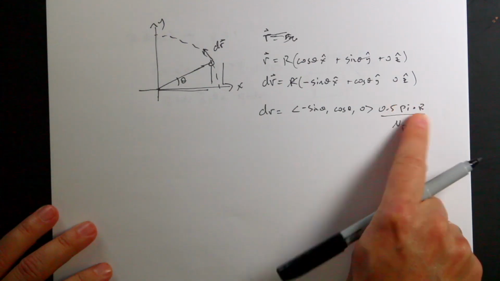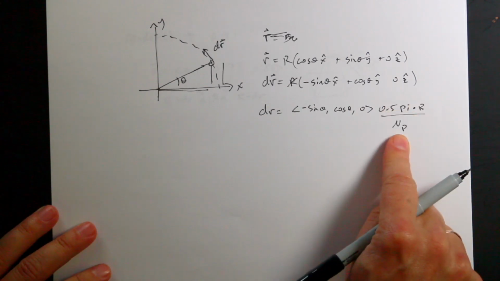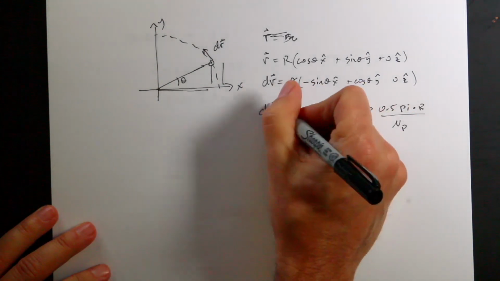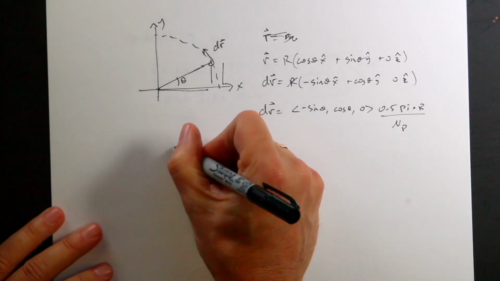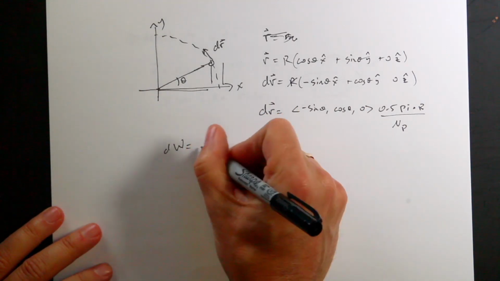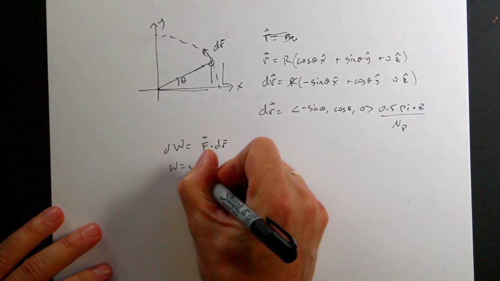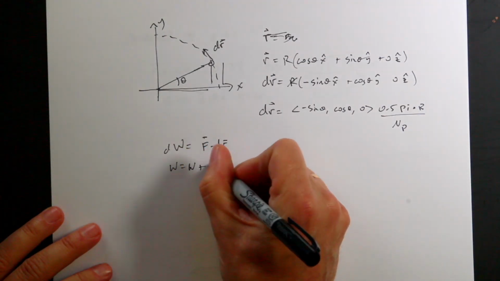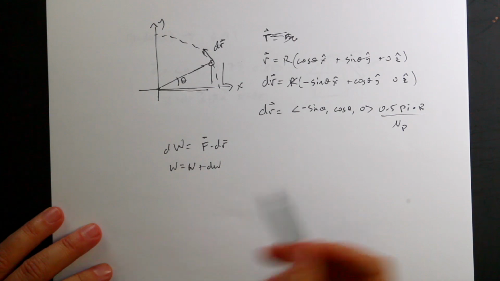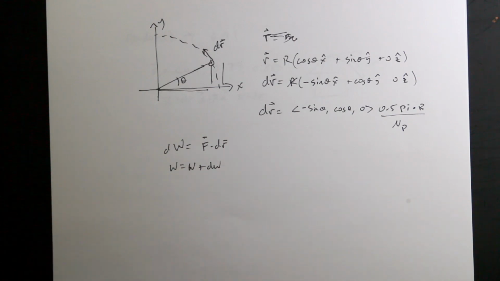Because that's the length of a quarter circle, and then divided by the number of subsizes. Then, and that's a vector. Then when I go to calculate the work, I can say the d work is just going to be F dot dr, work equals work plus d work. So I can do that through each step. Okay, so let's do that.